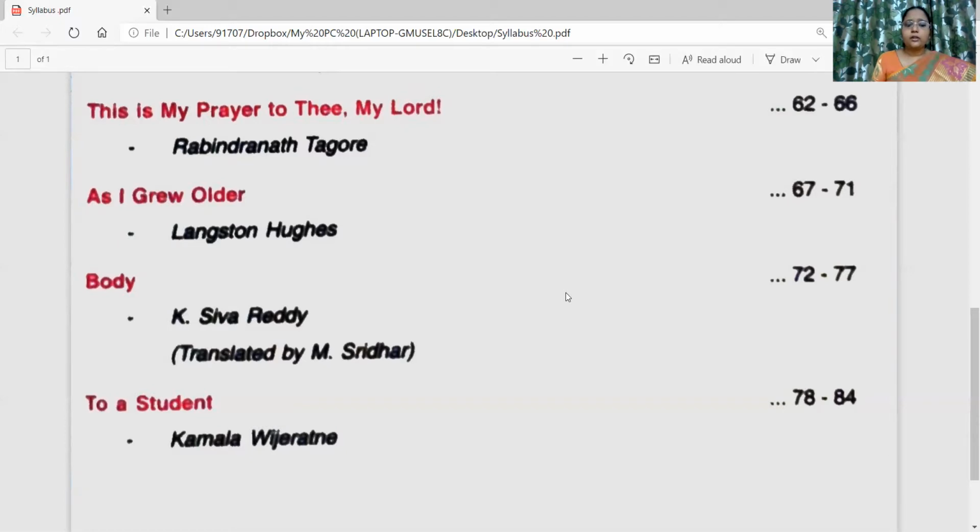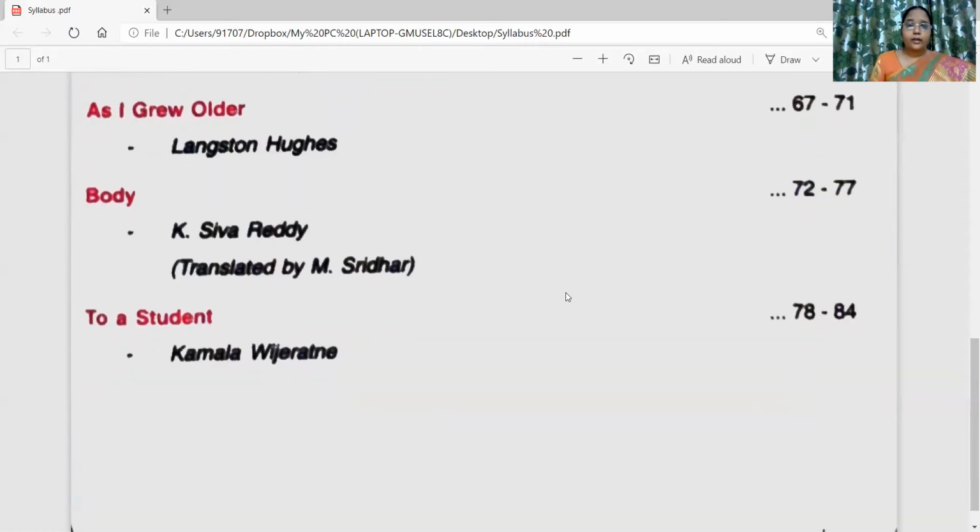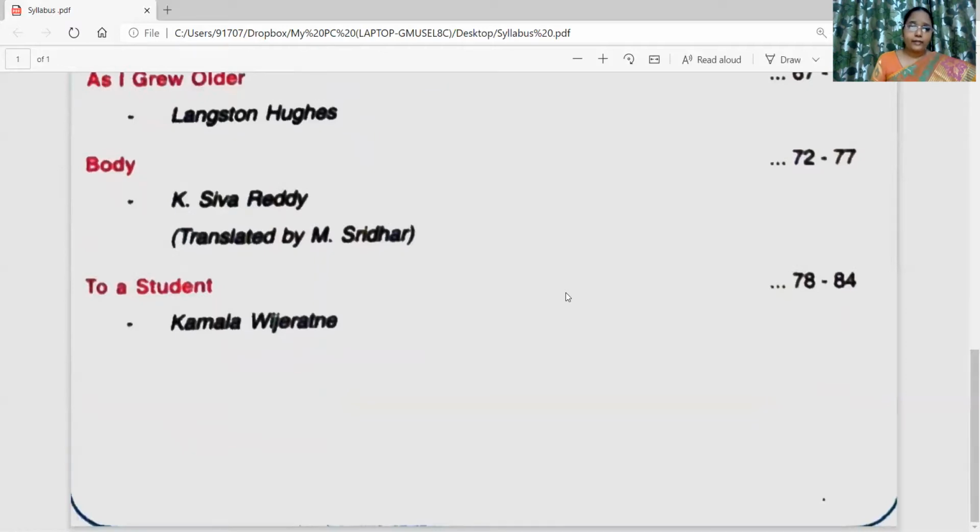Body means, here we mostly talk about words, what role they play in our lives. The necessity of using words and how they play a role in our life. That is a very great poem, students.